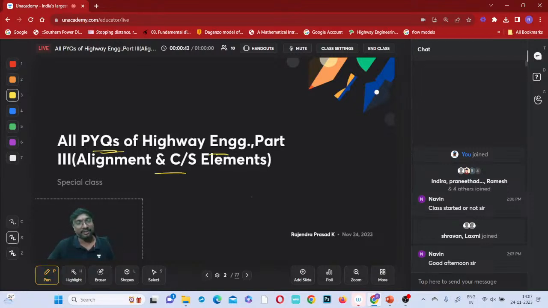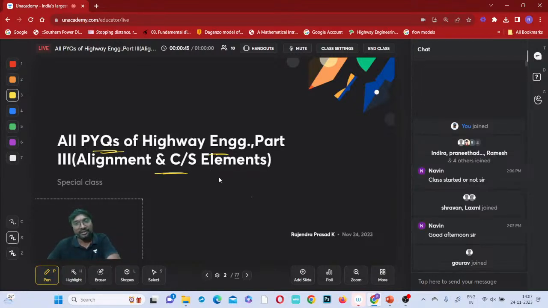All PYQs of the civil engineering, Part 3: alignment and cross section elements. And which one will be starting? We'll be starting SSD also, right? SSD, and HSD also will start.